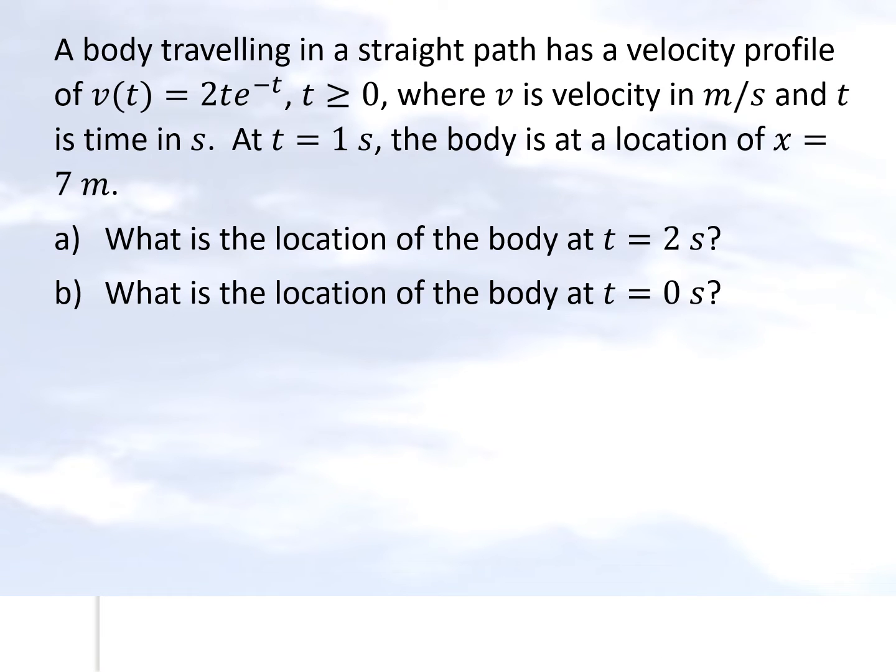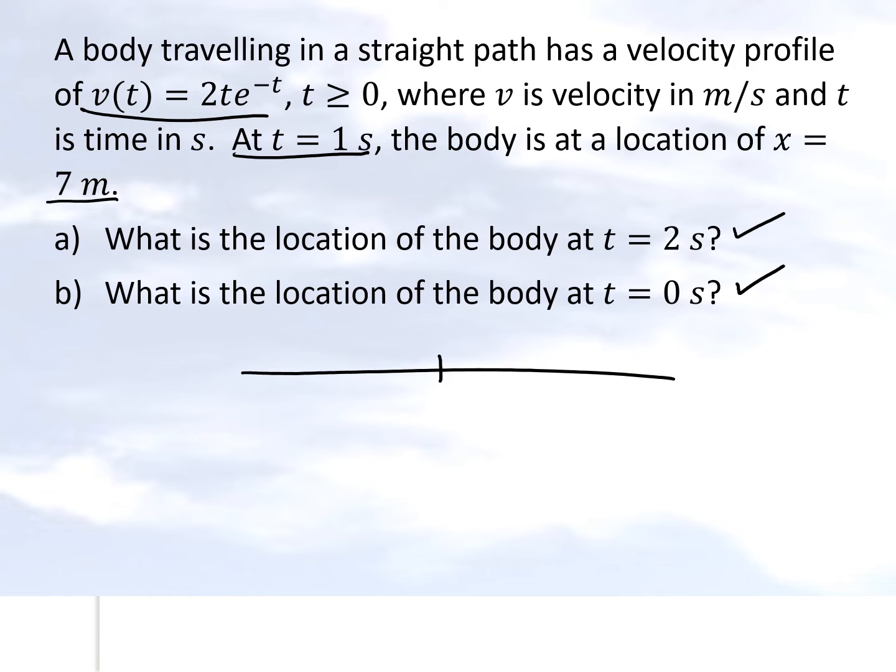So here is the problem statement. We're given the velocity profile given by this particular expression here. V is the velocity, t is the time. We are told that at time t equal to 1 second, the body location is 7 meters. We want to find out what the location of the body will be at 2 seconds and what the location of the body will be at 0 seconds.